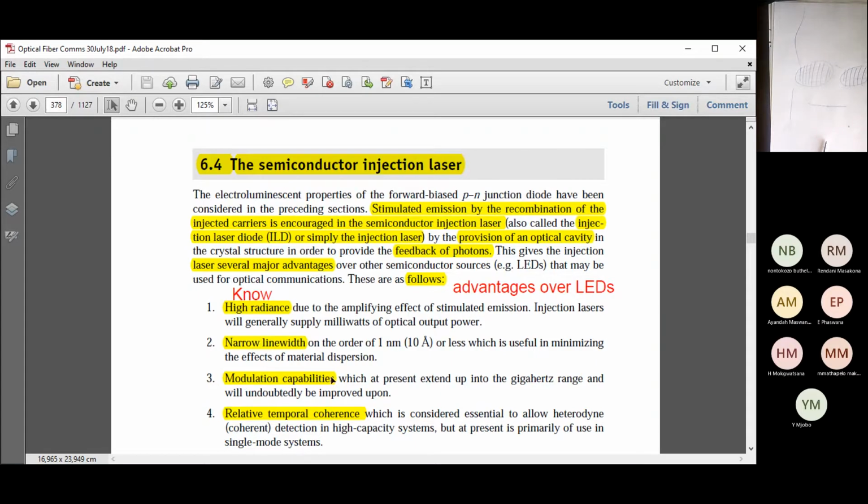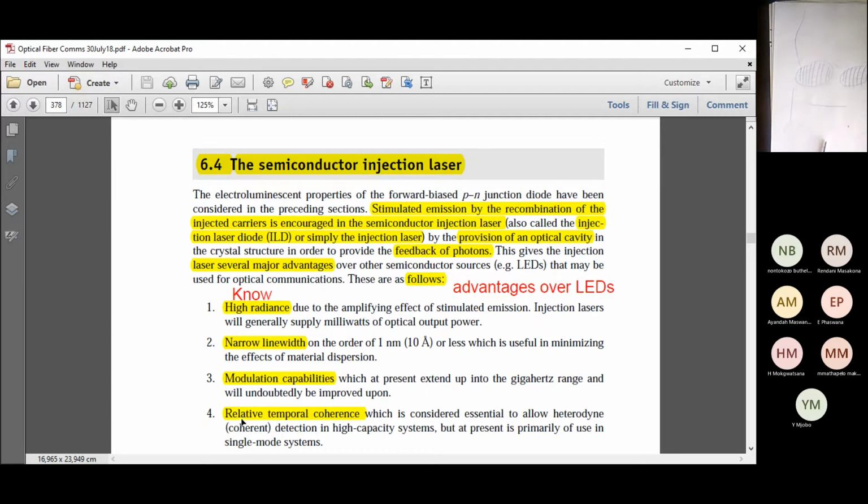Modulation capabilities. You can modulate an ILD, but you can also modulate an LED, I must say. You can modulate both of them. But this modulation of an ILD, the injection laser, can extend up to the gigahertz range. An LED, you can only modulate it to a few megahertz. Then it's finished. It can't do it, while the injection laser can do it at high frequencies and gigahertz.